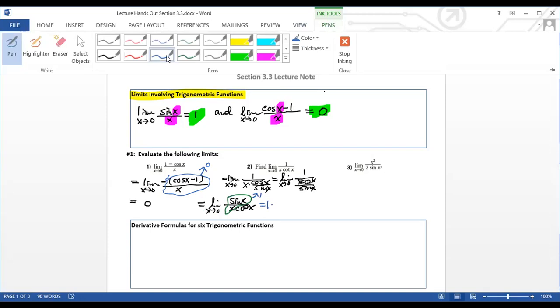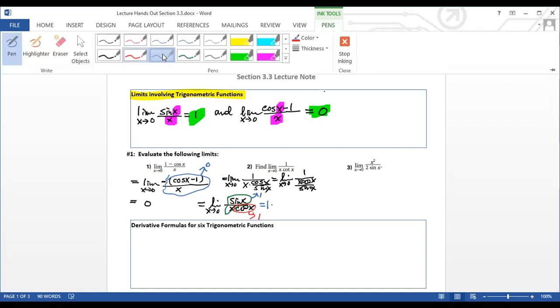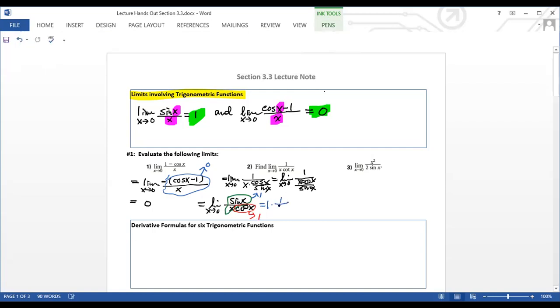And then the cosine x here, when x approaches 0, what is this one going to be? This one is going to approach 1. So that's why the answer will be 1 times 1, right? Because cosine x is 1. So what is the answer? It will be 1 here.